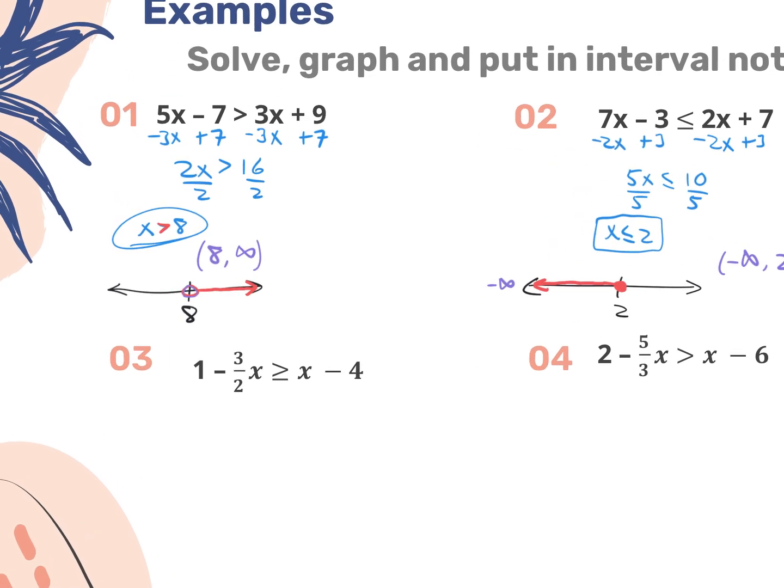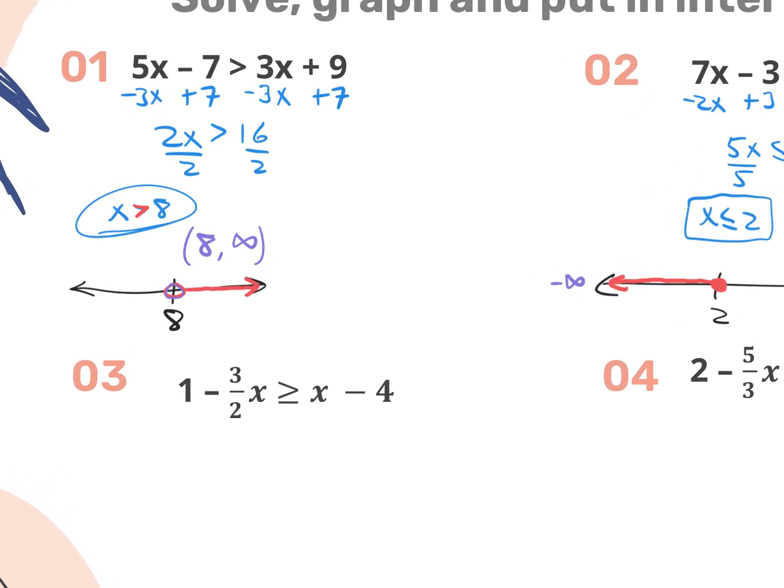All right, and let's look at number 3. Now, number 3 looks a little different because you have a fraction. You don't have to clear the fraction, but I know most of you don't like fractions, so naturally we want to try to make it a little bit easier. So let's multiply this entire thing by the denominator, by 2. And then let's distribute 2 to everything. And we get 2 minus the 3 halves, and the 2 are going to cancel. And we're going to get 3x is greater than or equal to 2x minus 8.